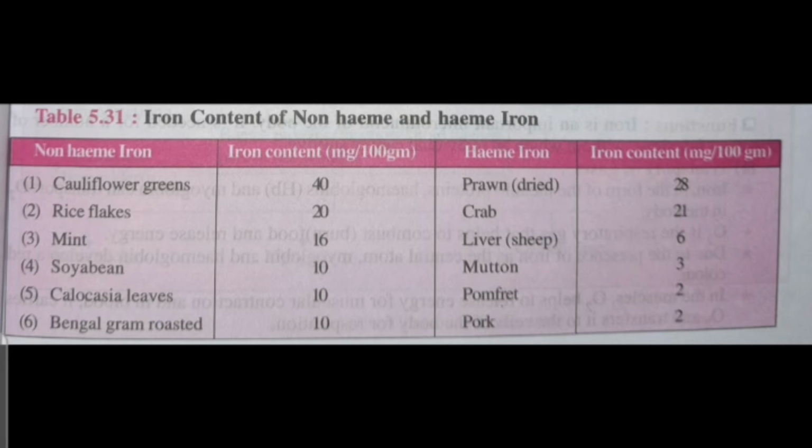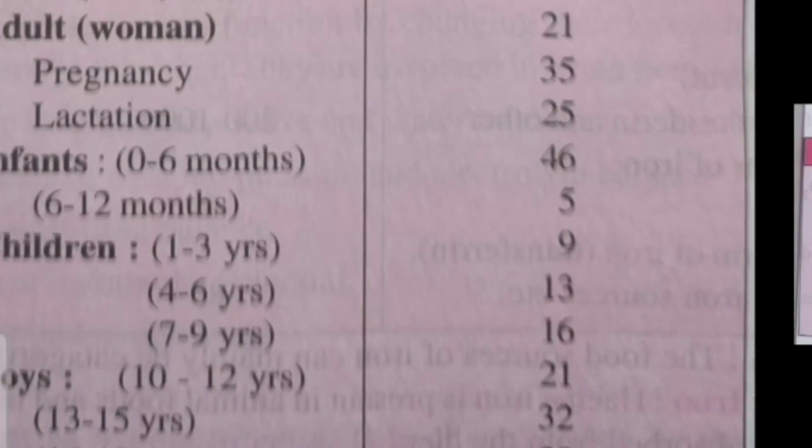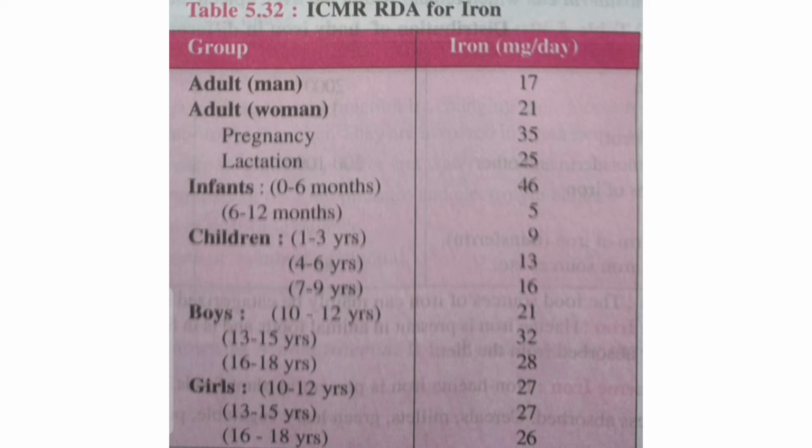And for the heme iron, the prawn, that is a dried prawn, it is 28 mg per 100 gram. For crab, it is 21 mg per 100 gram. Liver, that means the sheep liver, it is 6 mg per 100 gram. And pomfret fish, it is 2 mg per 100 gram. For pork, it is 2 mg per 100 gram. Continuations for the RDA, that means how much percentage can be formed due to it.